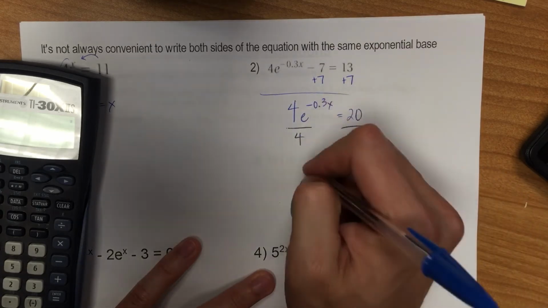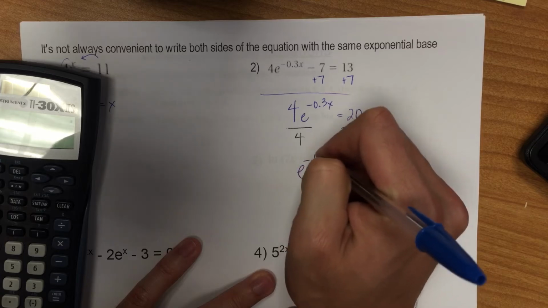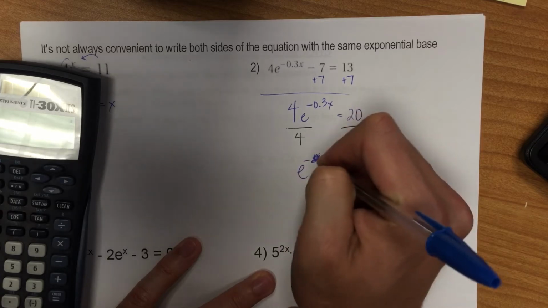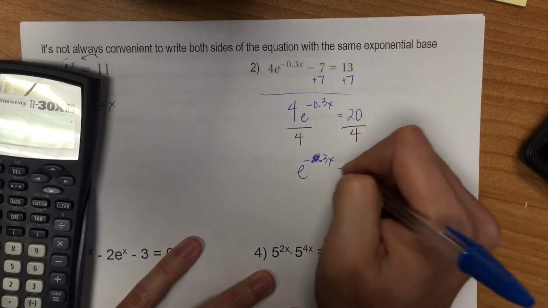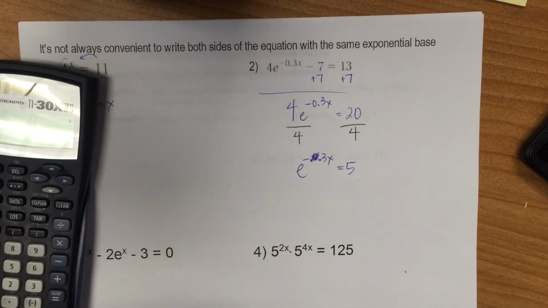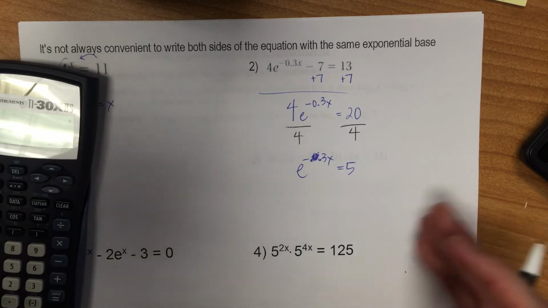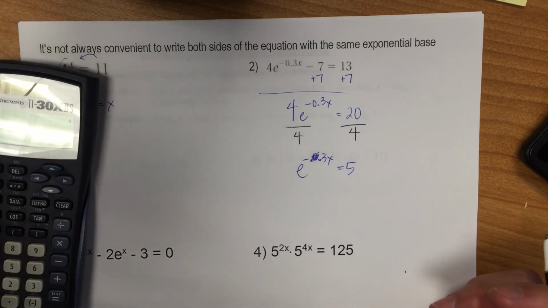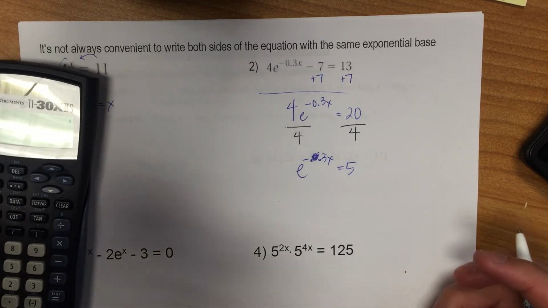And so what I will have is e to the negative 3/10 x equals 5. And here's where you want to get the power down. Now to get the power down, what you want to do is log both sides. Now here's the nice thing about this one.